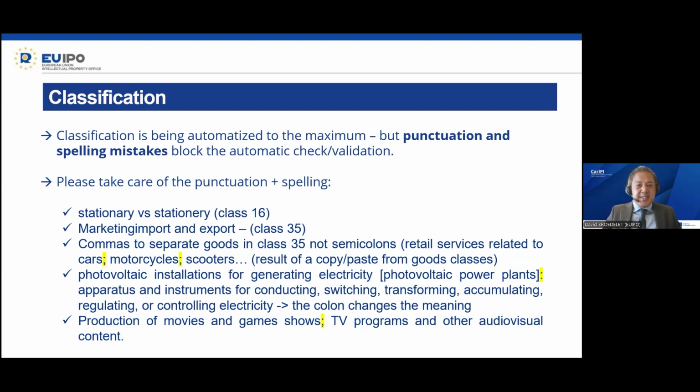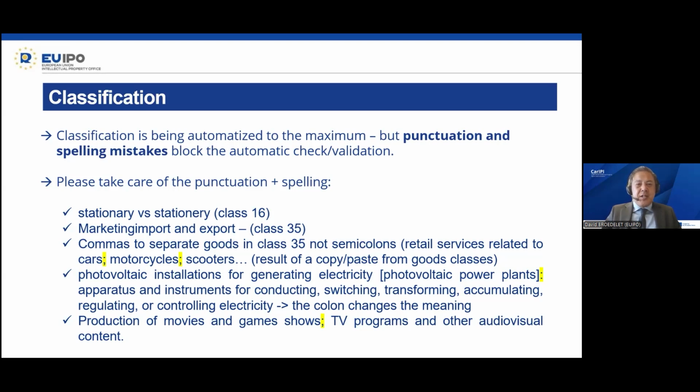The same as their example is below, photovoltaic installations for generating electricity. Also, there's now what's called two double points. This is also confusing. It changes the meaning of the term, right? So it means that whatever comes after that is an example of what is before that. So this is something that applicants have to take care of.